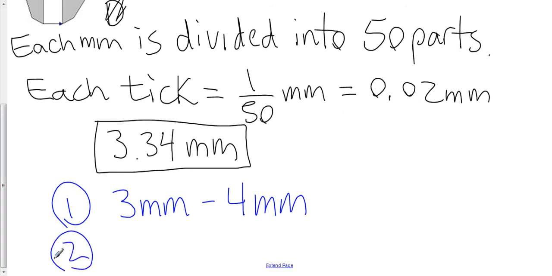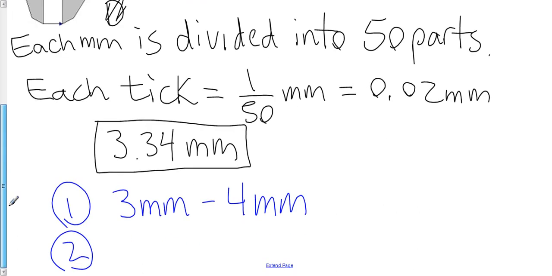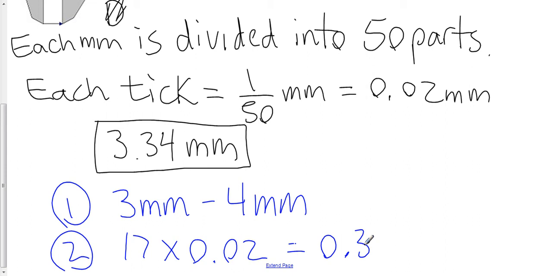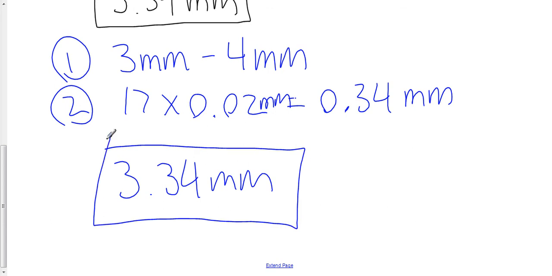And step 2, we want to know how many ticks am I past? Where does that line up? Well, that's 1, 2, 3, 4, 5, 6, 7, 8, 9, 10, 11, 12, 13, 14, 15, 16, 17 ticks. So I get 17 times 0.02. And what is that equal to? Well, that's equal to 0.34. So my final reading is still 3.34 millimeters. And that is how you read SI calipers.